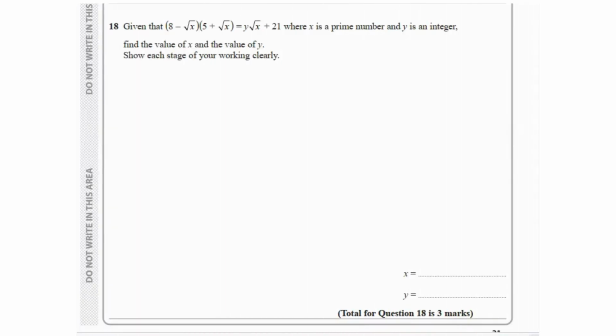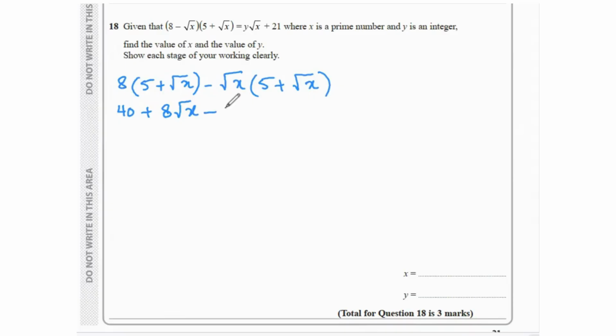Given that 8 minus root x times 5 plus root x equals y root x plus 21, where x is a prime number and y is an integer, we have to find the value of x and y. So let's begin with expanding the brackets. 8 times 5 plus root x, then minus root x times 5 plus root x. 8 times 5 is 40, then it's 8 root x, then minus 5 root x, and then minus root x squared.